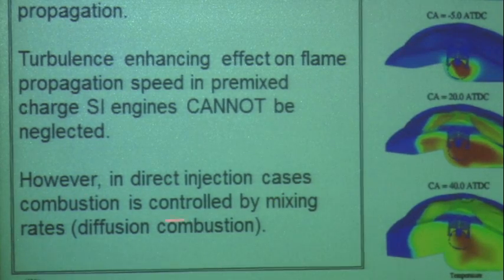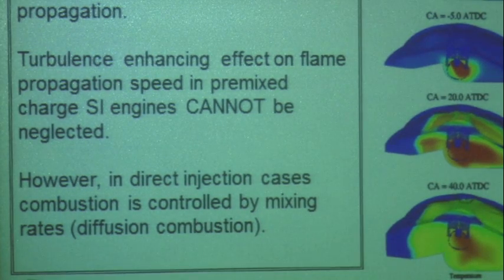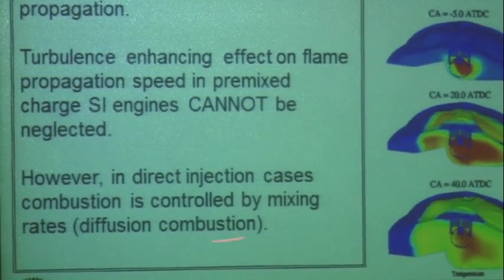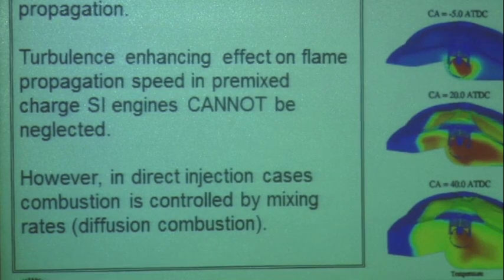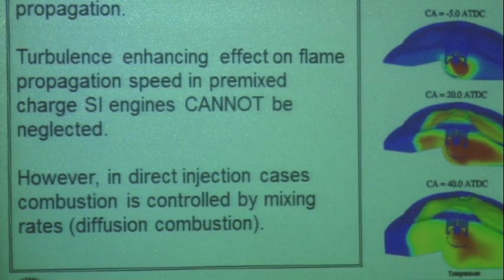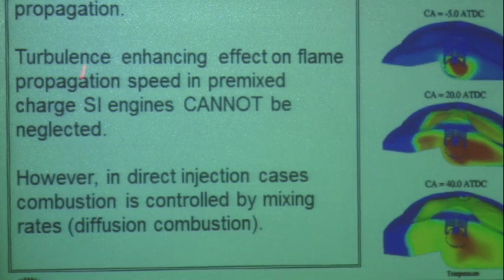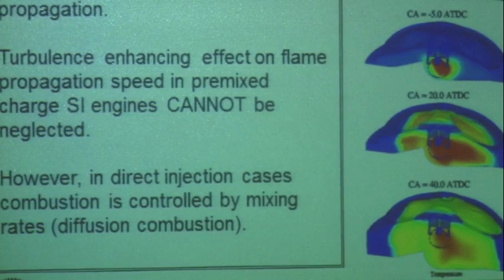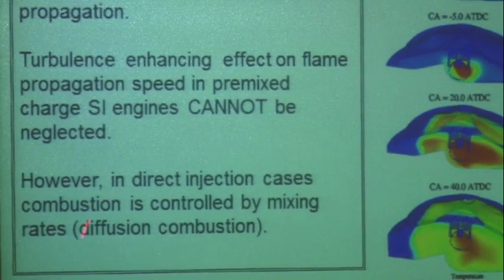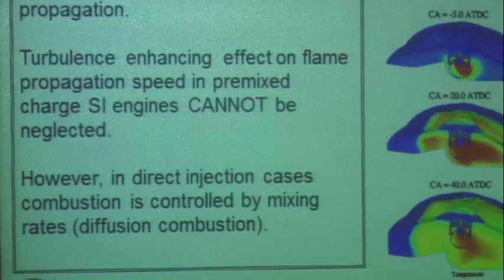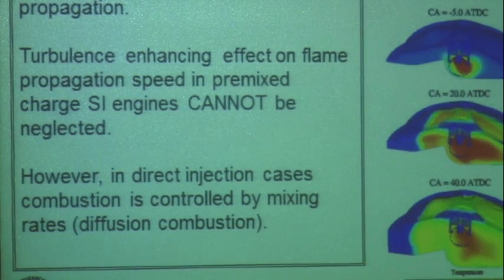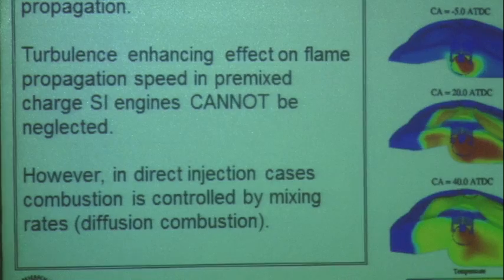However, in direct injected engines, where the combustion is controlled by mixing rates, right? You're mixing the fuel and the air due to injected spray, for instance, then your fuel-air mixture is already prepared for combustion, and now you only have to worry about the chemistry. So this is a significant observation, because a lot of people spend their time working on turbulence chemistry interaction, and then they say, well, I'm going to use it in a diesel engine. And I say, you don't need that, because the fuel's already mixed with the air.